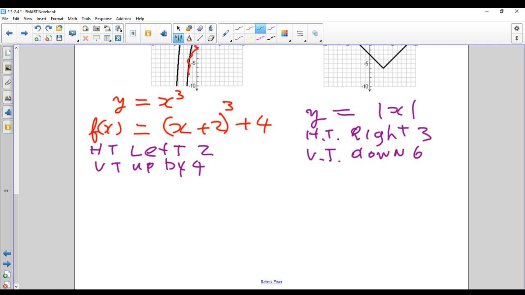So put the absolute value bars, right? So f of x, let's call it g of x this time. G of x is equal to, say it again, x minus 3, good. And then the minus 6 on the outside. That's what's going to take it right 3 and down 6. Right? The minus 3 is what takes it to the right. The minus 6 is what drops it down. Okay. All right. Let's get to the next page now.